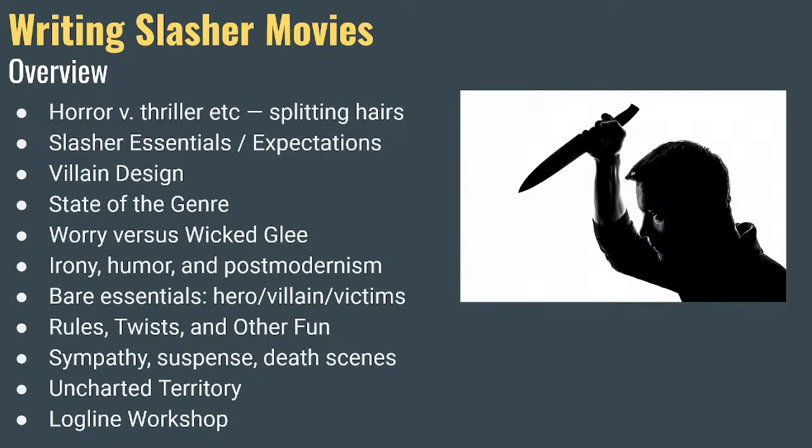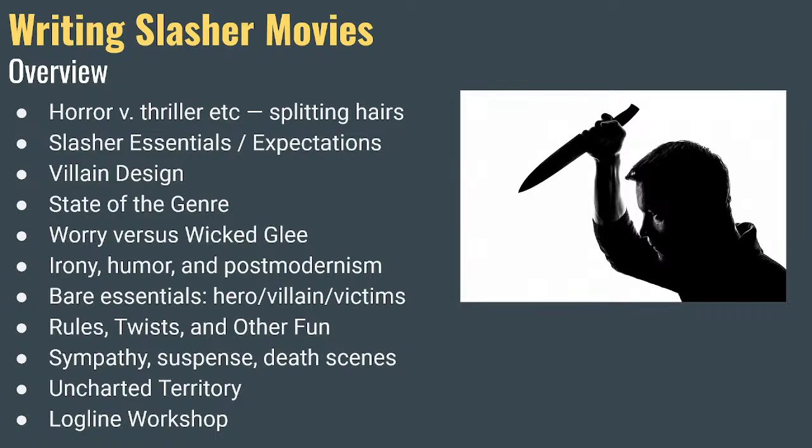We'll look at this concept that I've been working on called worry versus wicked glee, which are sort of the two ways that we can invest in, especially the side characters, but also the primary protagonist in your slasher movie. How can we enjoy and root for these death scenes in a way? We either really want the character to die or we really want the character to not die, is essentially what that boils down to.